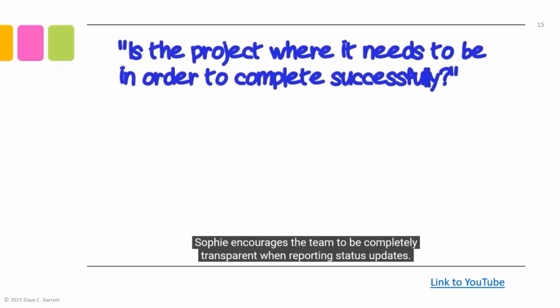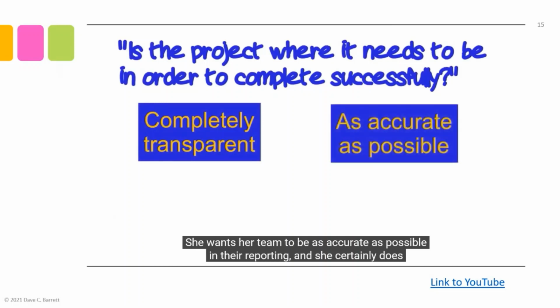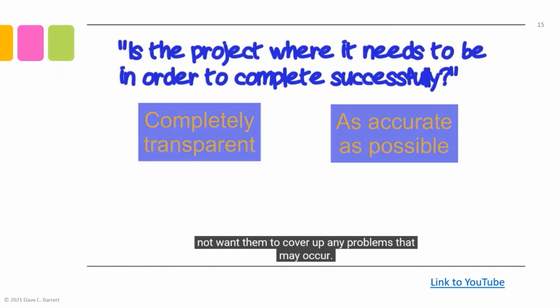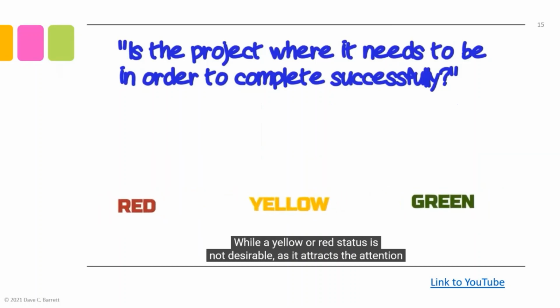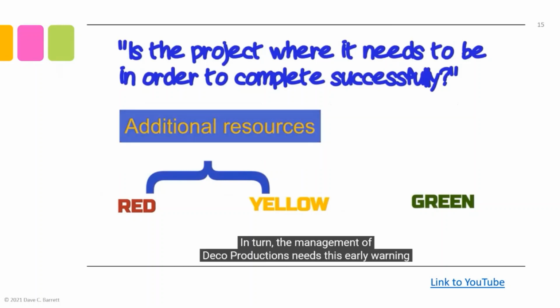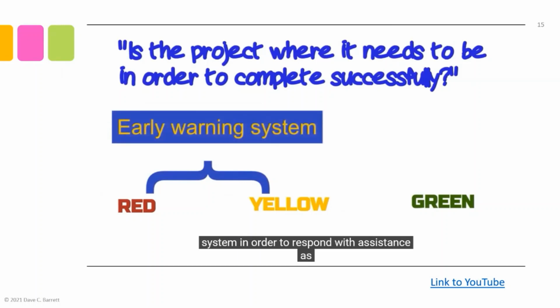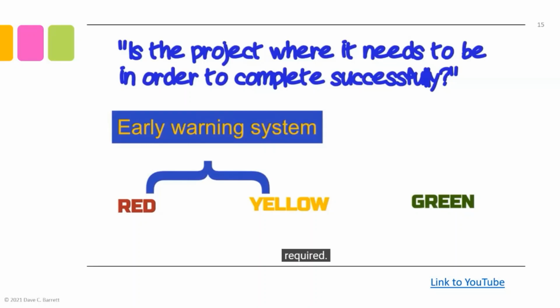Sophie encourages the team to be completely transparent when reporting status updates. She wants the team to be as accurate as possible in their reporting, and she certainly does not want them to cover up any problems that may occur. While a yellow or red status is not desirable, as it attracts the attention of the project sponsor and other stakeholders, it allows Sophie to request additional resources if needed. In turn, the management of Deco Productions needs this early warning system in order to respond with assistance as required.